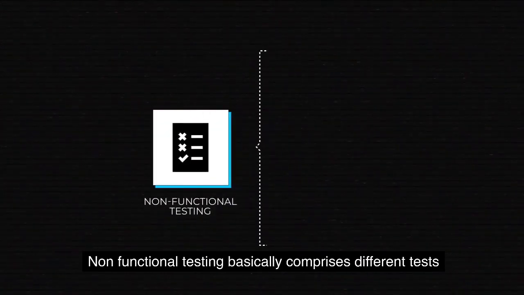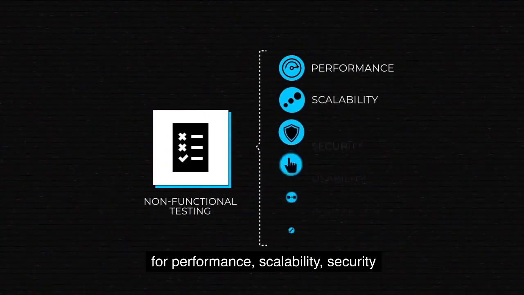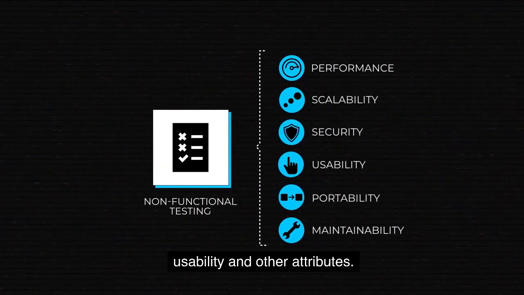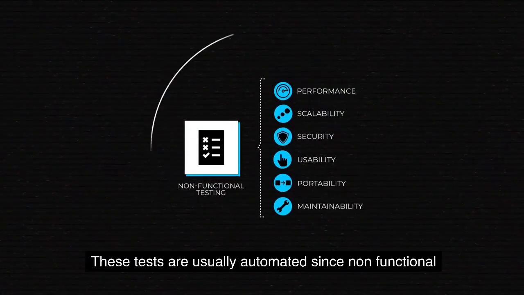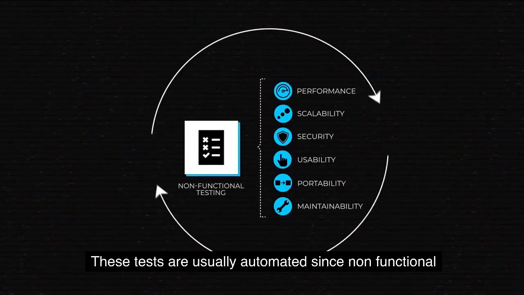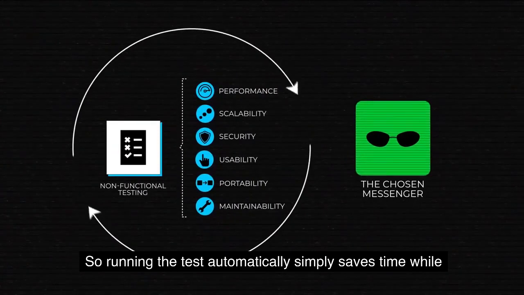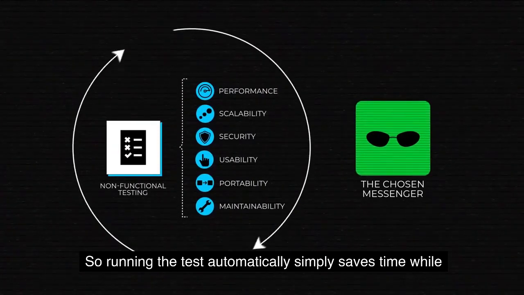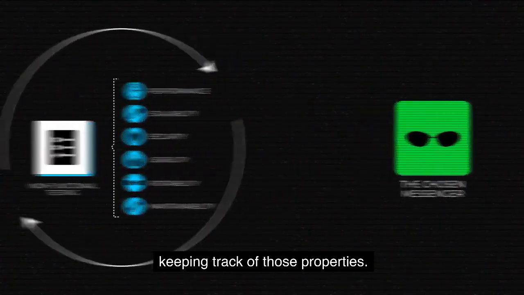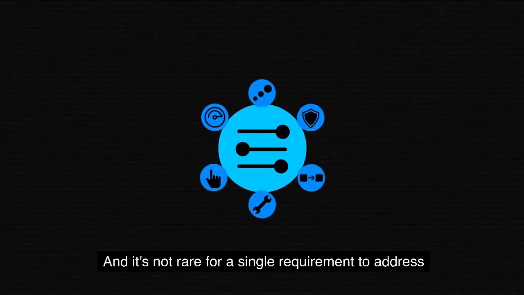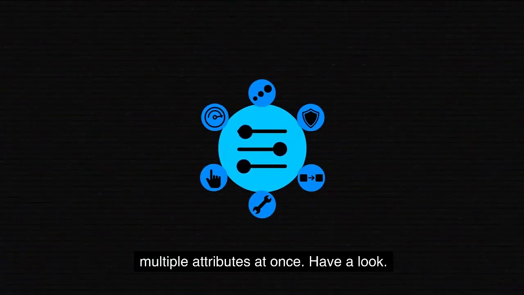Non-functional testing basically comprises different tests for performance, scalability, security, usability, and other attributes. These tests are usually automated, since non-functional requirements are global and critical to our application. So running the tests automatically simply saves time while keeping track of those properties. And it's not rare for a single requirement to address multiple attributes at once.